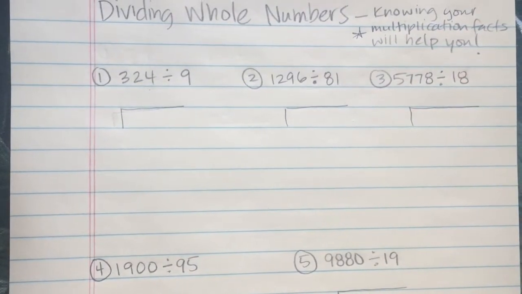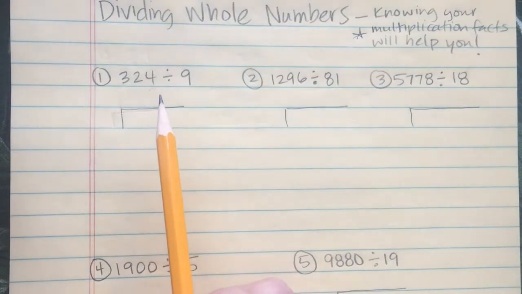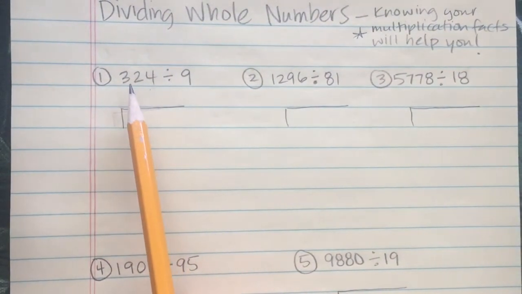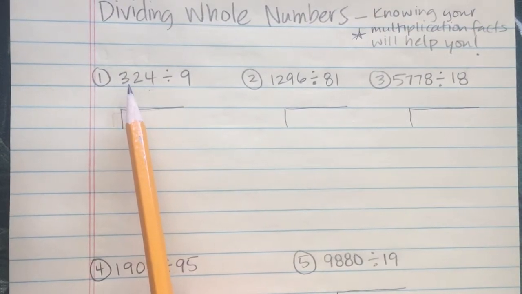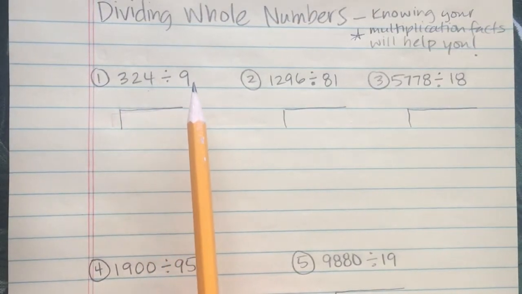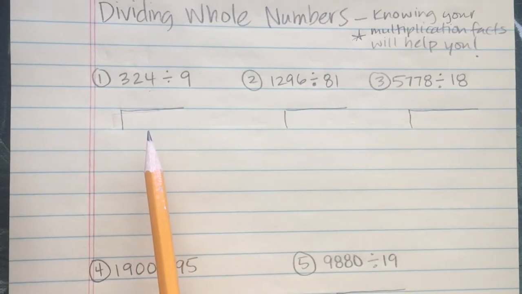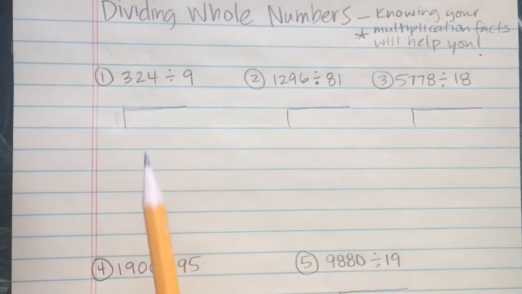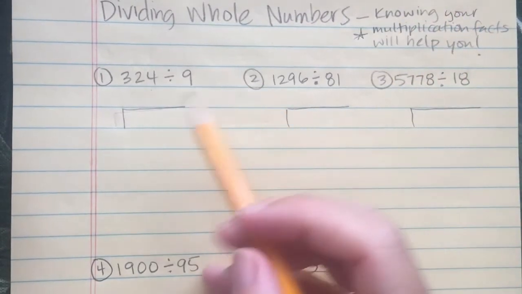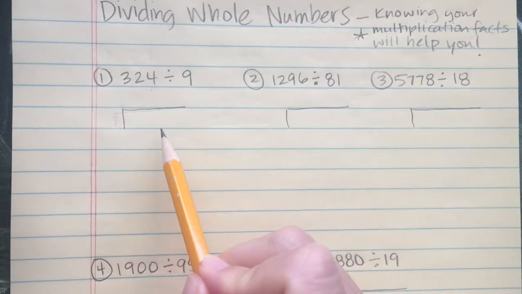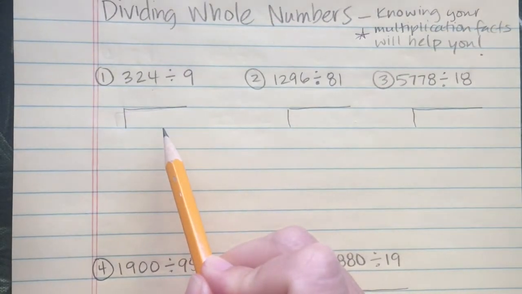Okay, so we're gonna set up our problems for long division. You've noticed I've got my math sentence here, 324 divided by 9, and I've got my little box here, which is how I set up my long division. I just want to talk real quick about which number goes where when you're setting up the problem. It's super important that you set it up the right way.